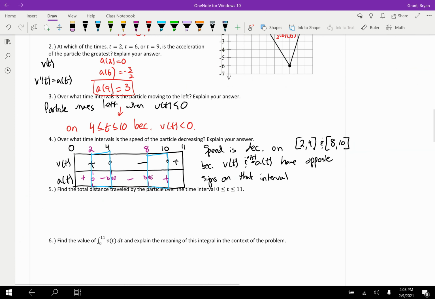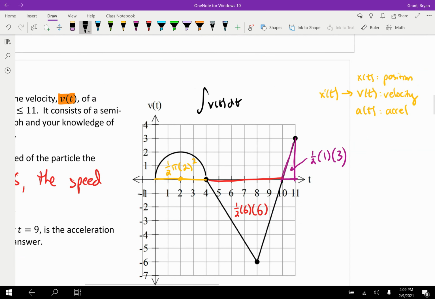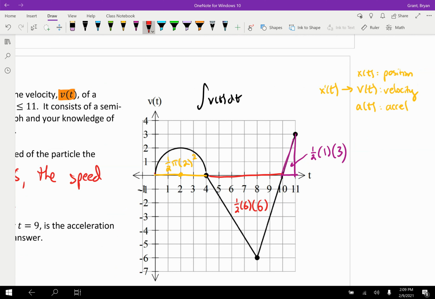And so the way that we do that is we set up the integral from 0 to 11, but we say we only want all the areas to be positive, so we take the absolute value of our velocity graph. And the absolute value of that graph, we drew it once before, but would look like this.